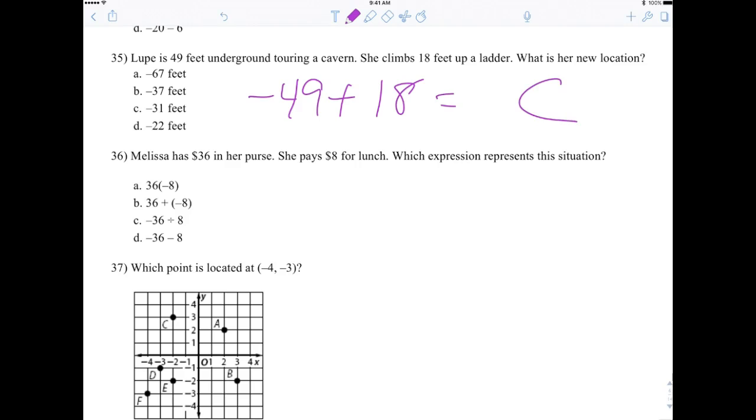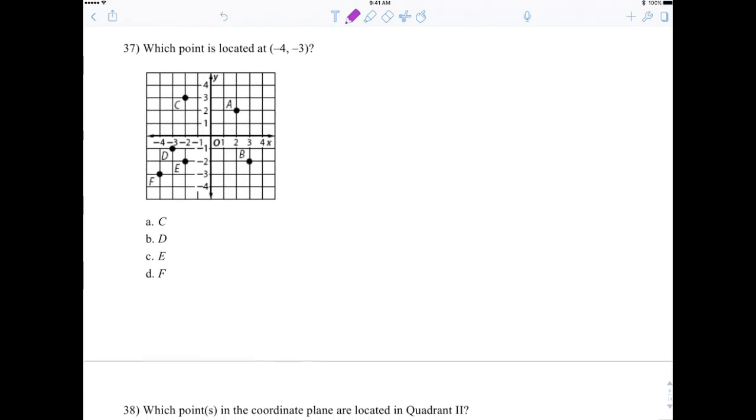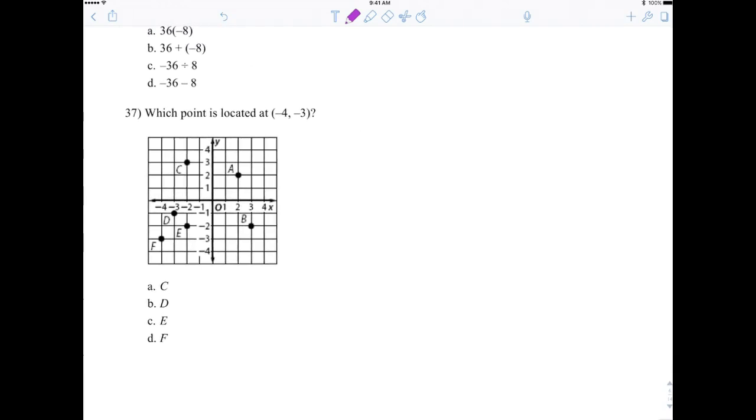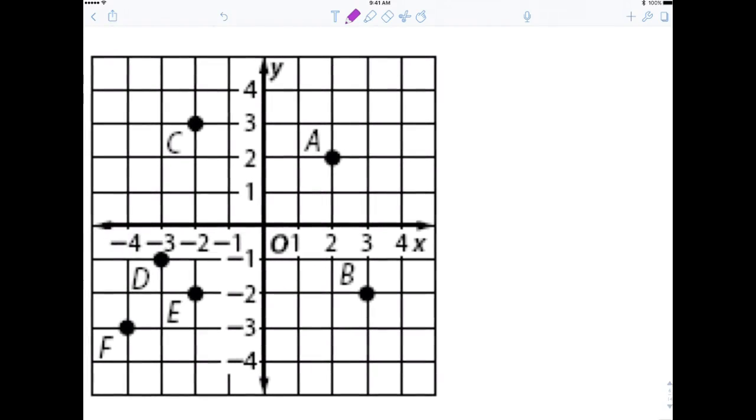All right? So now, 37. It says here, which point is located at negative 4, negative 3? Now again, on this right here, just because I know it's going to come up on the test tomorrow, listen to me. I want everybody to put the quadrants in. What I mean by that is, on the top right, that's quadrant what? 1. So I want everybody to put a big 1 there. Then where's quadrant 2? Top left. Quadrant 3?